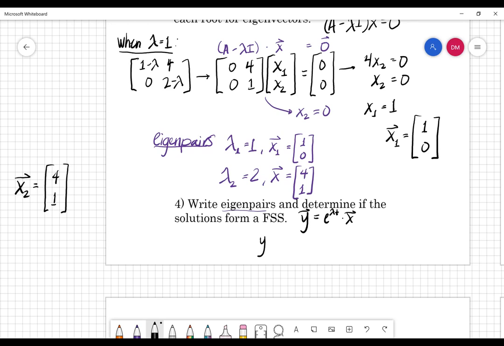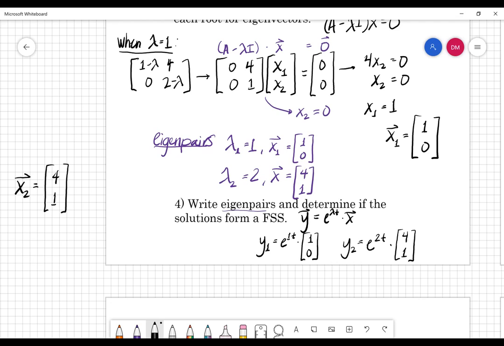We'll have y1, which is equal to e to the, remember our first value for lambda was 1, so I'll just fill that in here. So e to the 1t times the eigenvector that we found for that solution, 1, 0. And y2 is going to look like e to the 2t times our eigenvector 4, 1.